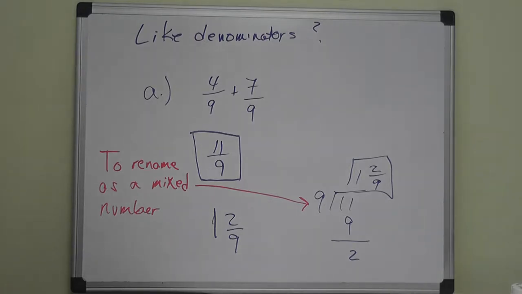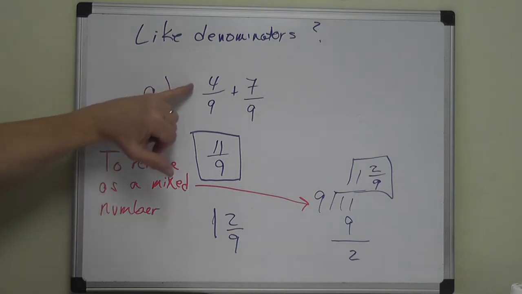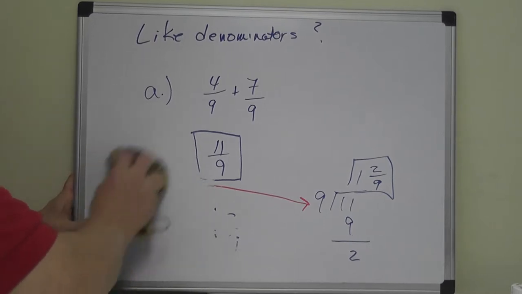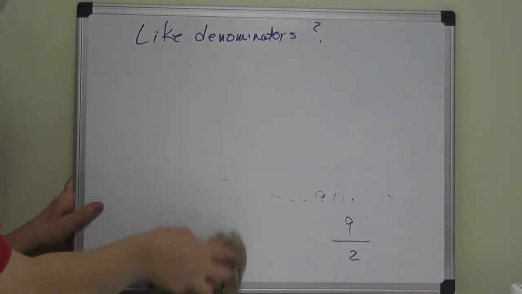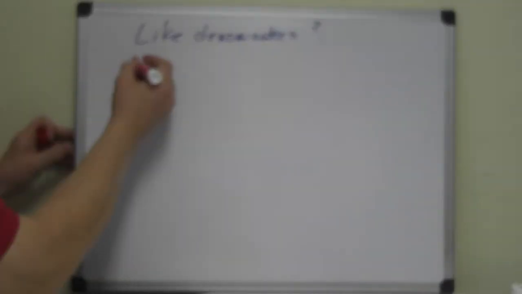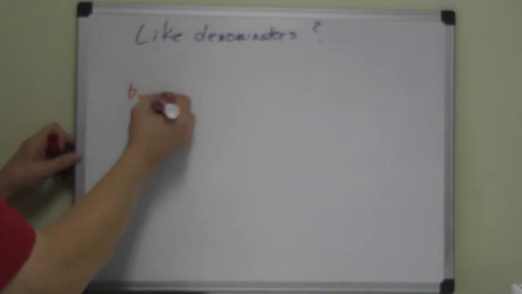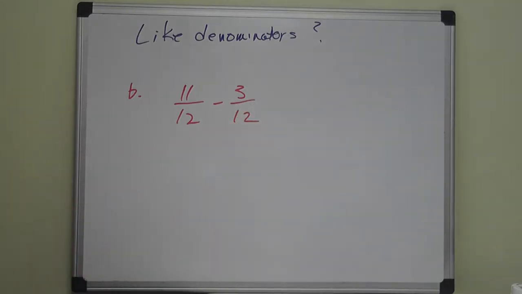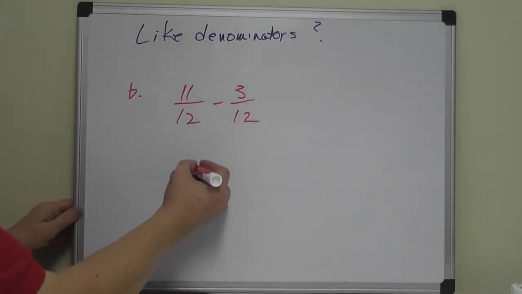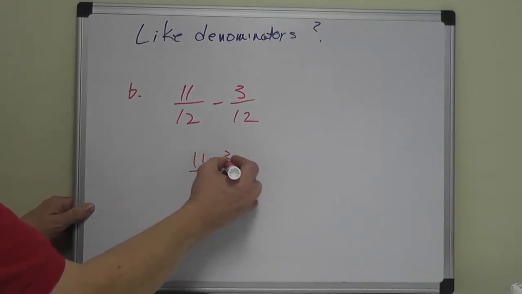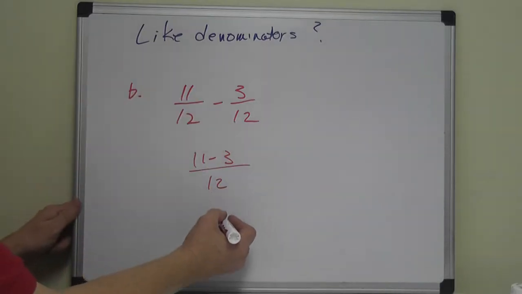You're going to do the same thing when you are subtracting. Let's go ahead and look at example B right here. We have 11/12 minus 3/12. When you add or subtract, as long as you have common denominators, you're going to add or subtract the numerators. So this becomes 11 minus 3. 11 minus 3 is 8, so we have 8/12.